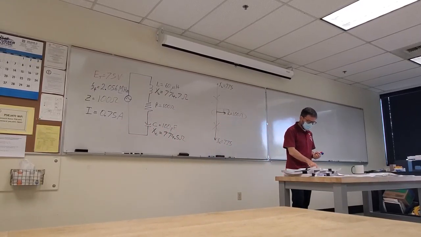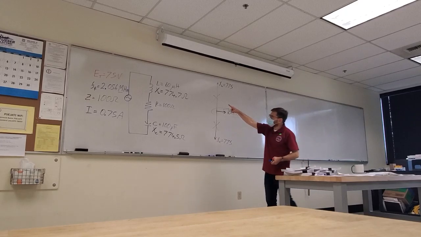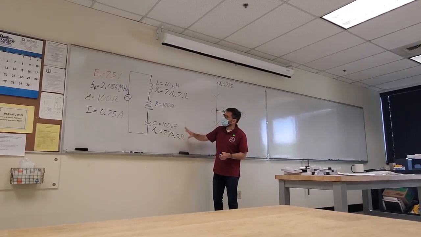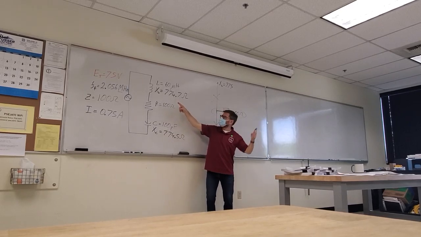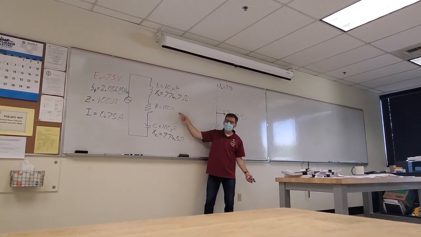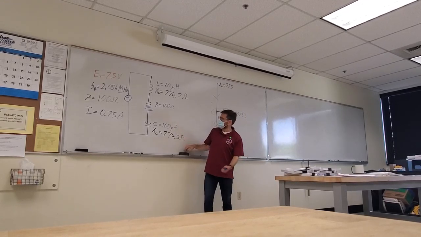Perfect. What's the next in my column? Voltage drops. If I know the amps here, the amps here, the amps here, because of space, I'm not going to fill that in. But if you guys want to calculate that, James, can you get me my voltage drop on the inductor? Kevin, if you've got my resistor, please, and Chris, my capacitor.